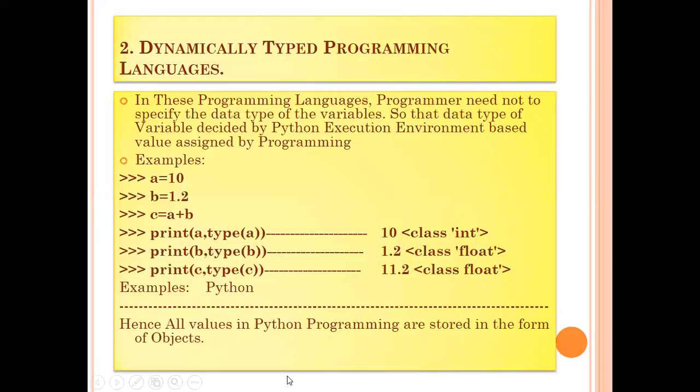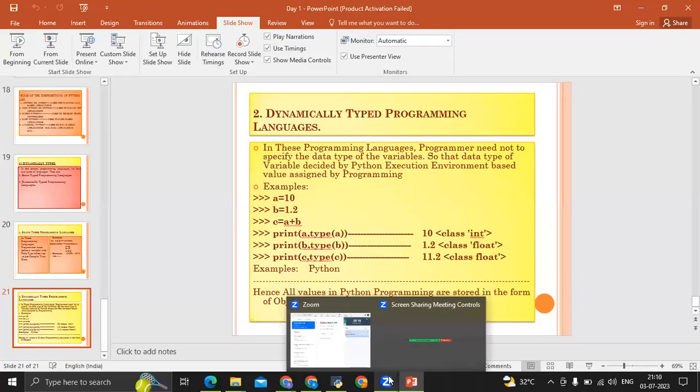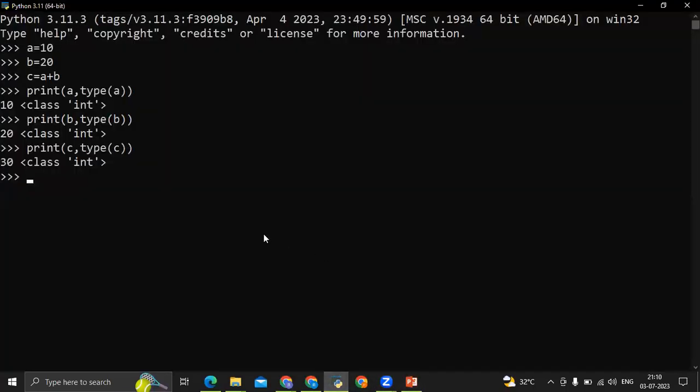Good. Now, all the values in Python programming are stored in the form of objects, as I told you. Now, let me show you one more example. It was showing int here. Now, if I write A is equal to 20, B is equal to 30.0, now C is equal to A plus B.